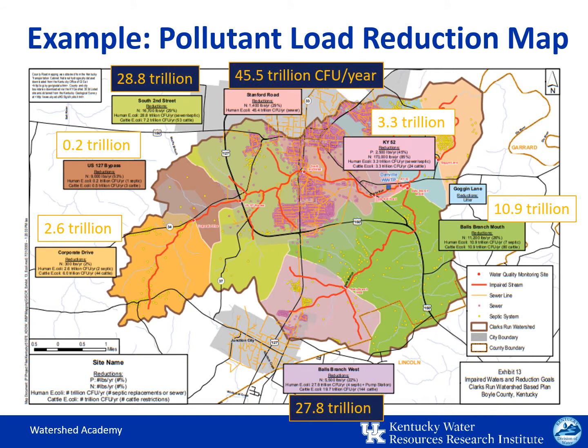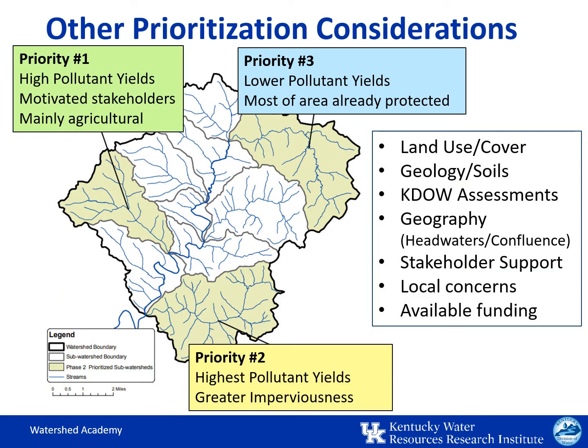This allowed them to see that Stanford Road, South 2nd Street, and the Balls Branch West subwatersheds should be prioritized. They have the greatest human E. coli contributions. Of course, there are many other factors to consider when making final prioritization decisions in your watershed area.